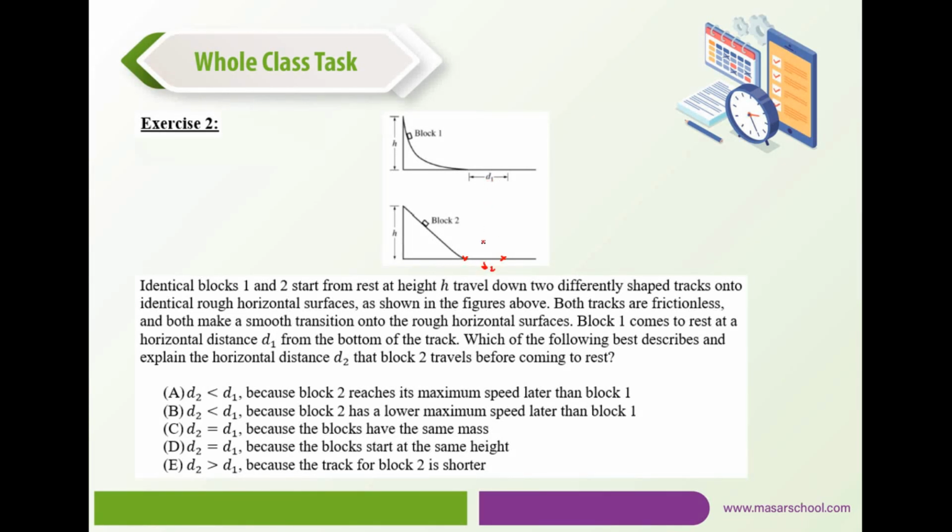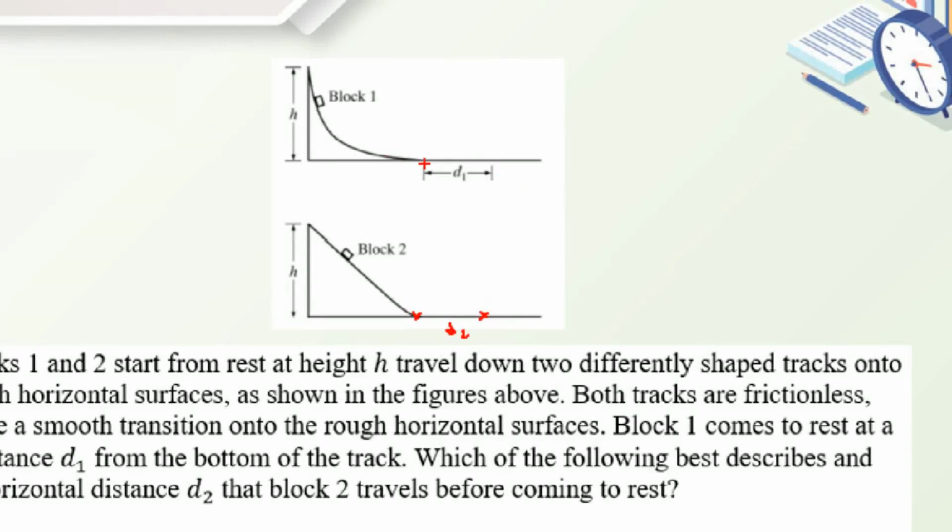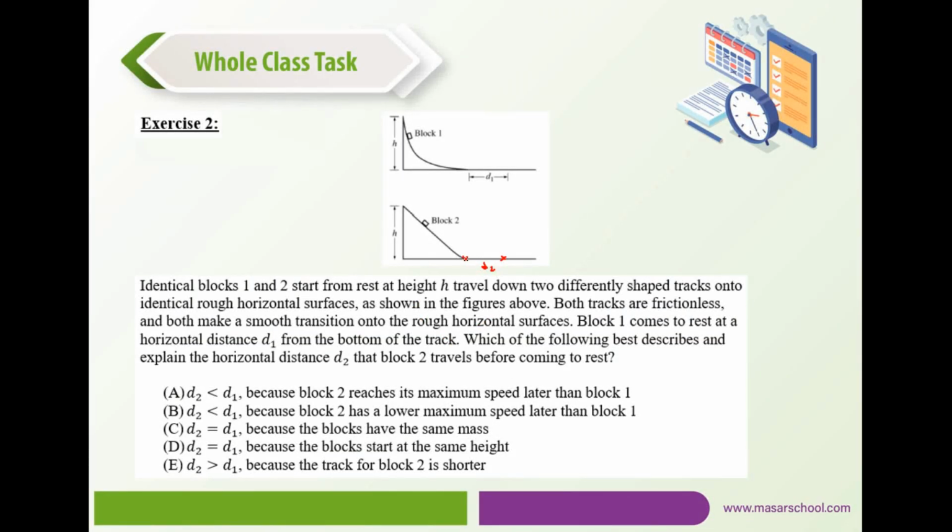We're trying to compare d1 and d2, and this depends on what? It depends on the speed of the object at this point. However, since both ramps, independent of the shapes, because blocks 1 and 2 are released from the same height, which means that they will acquire the same speed at the bottom of the ramp, because we know that the expression of the speed is given by radical 2gh and it is mass independent.